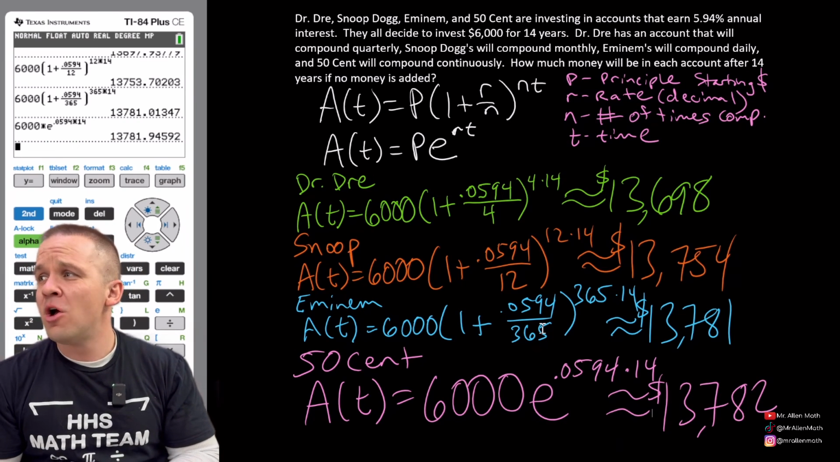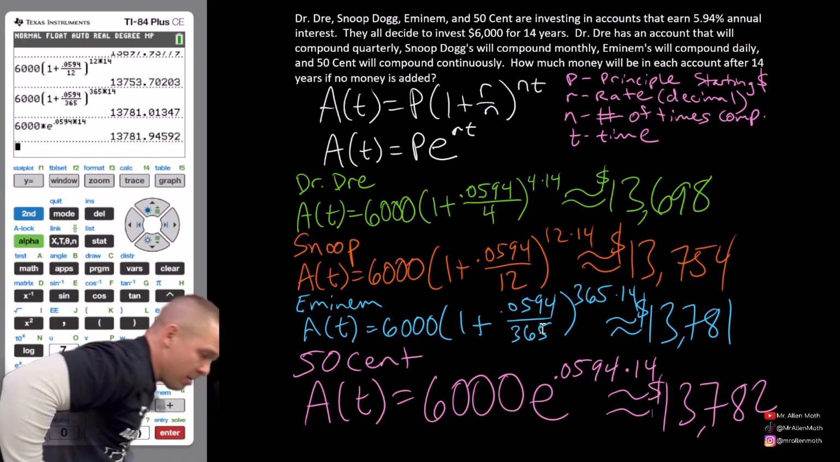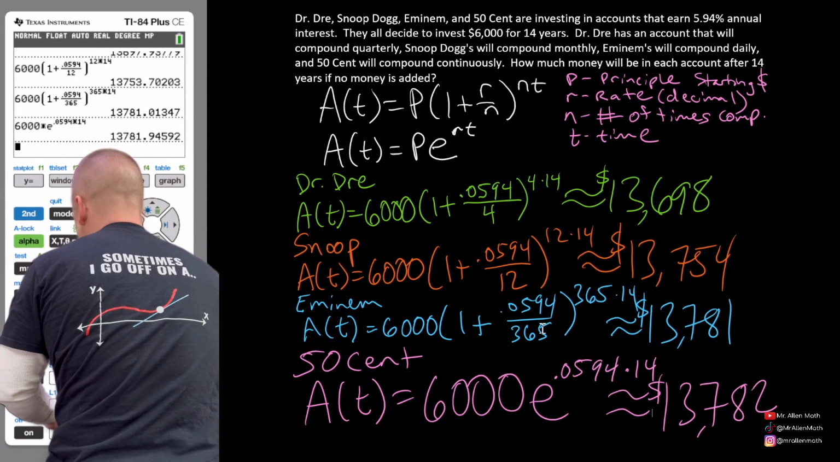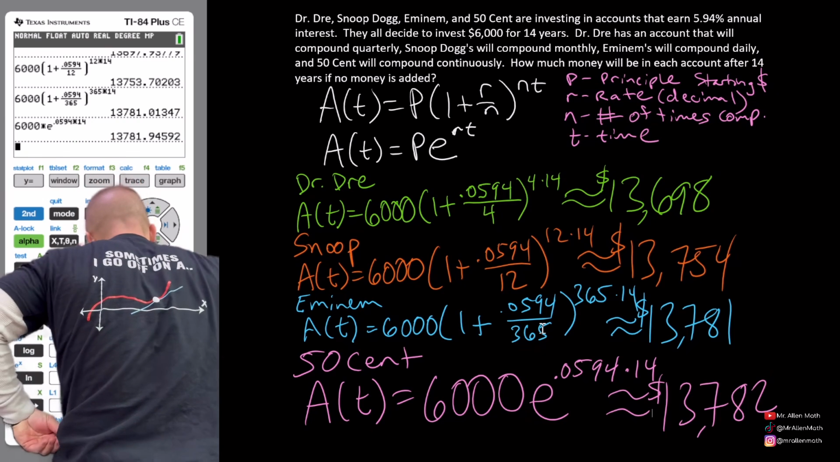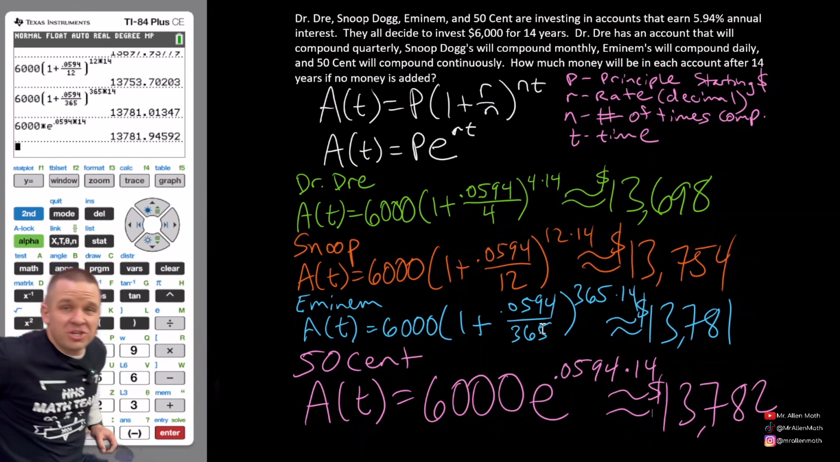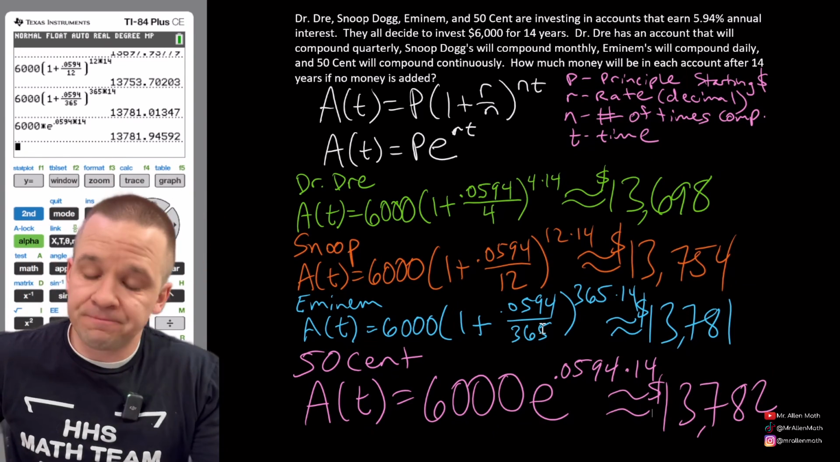The amount of fun there was compounding. I'll show you the back of my shirt now. Hold up. There we go. There's the back of the shirt. Sometimes I go off on a tangent. You see? That was the mathematical joke right there. HHS math team, dogs.